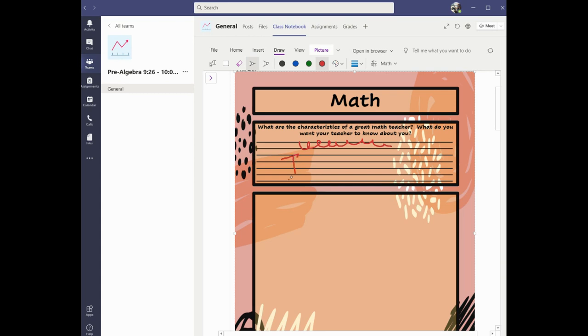And I'm going to write, I love math. Okay, in the bottom section later, you'll get to put your do now. So let's get on with the lesson.